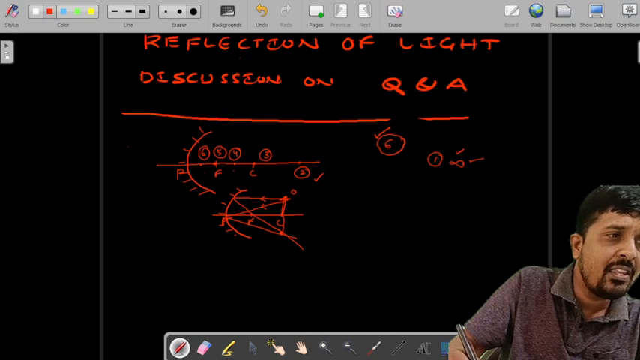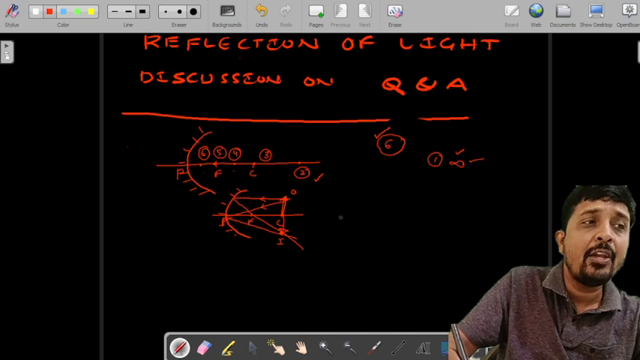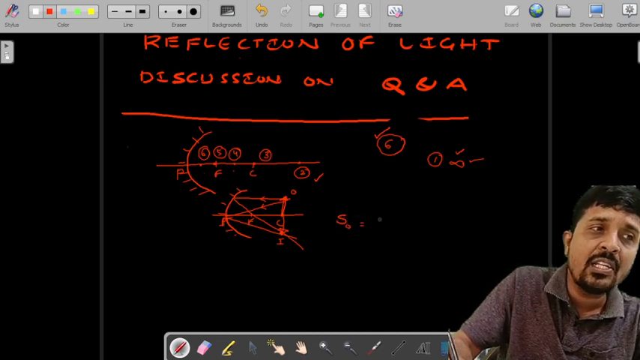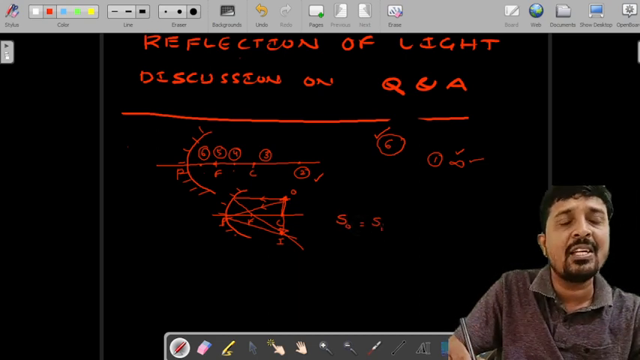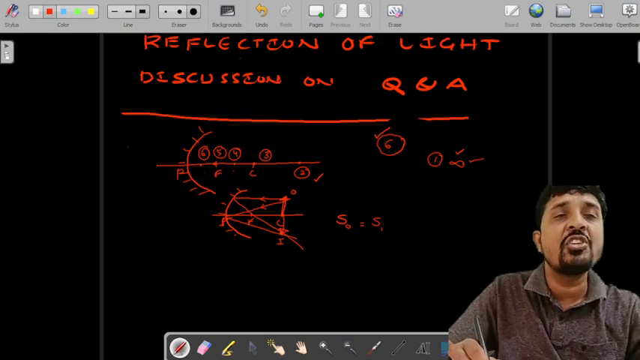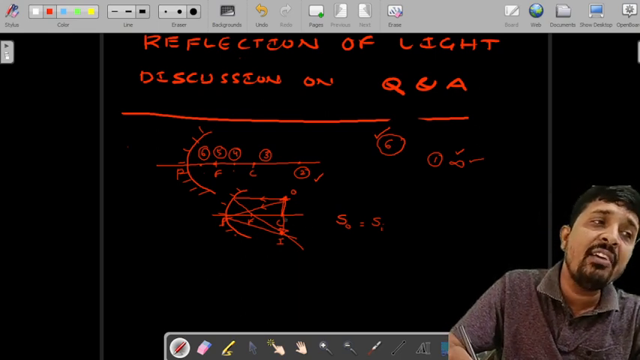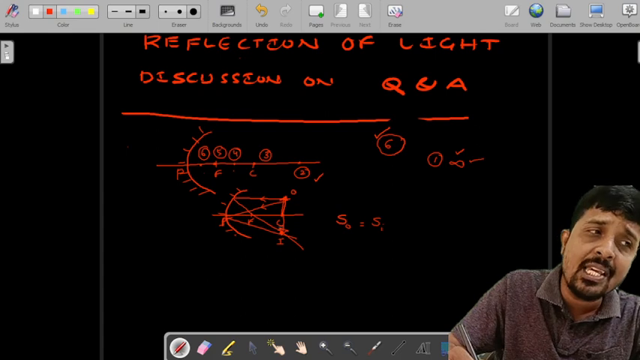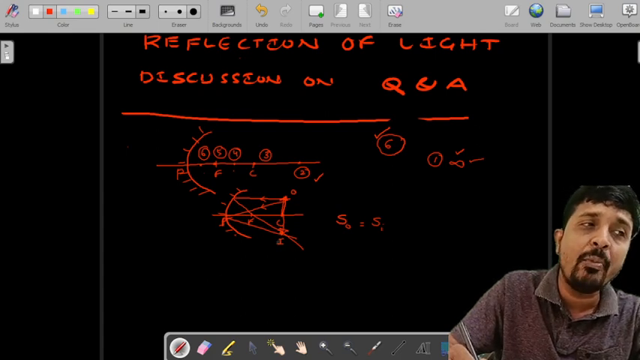That means where the image is formed, image is also formed on C, and you have to understand that size of the object is equal to size of the image. That means neither enlarged nor diminished image is going to be formed. So whenever we are going to place the object on C, image is also going to be formed on C.